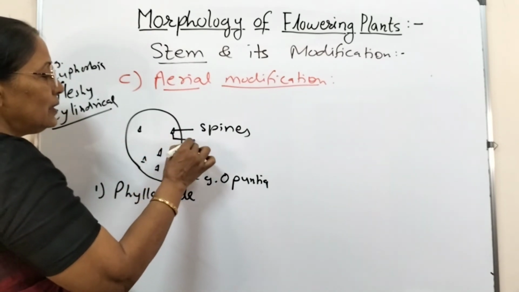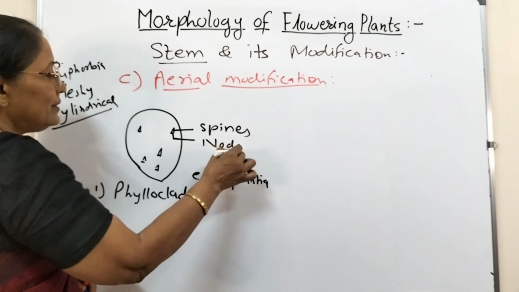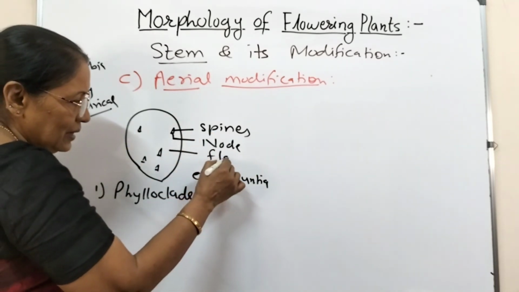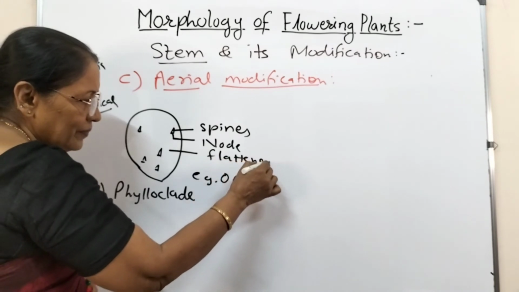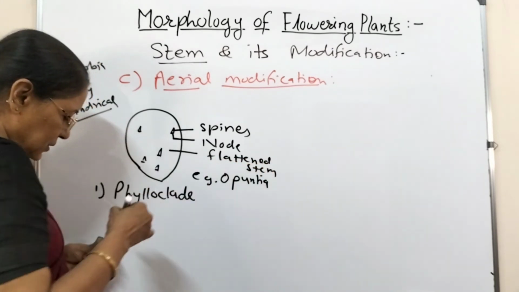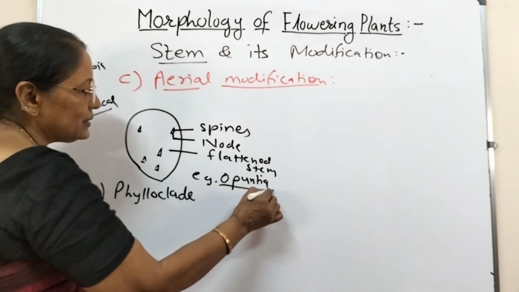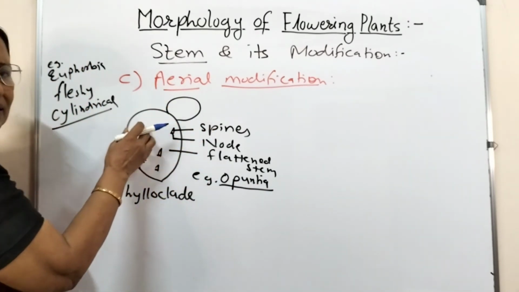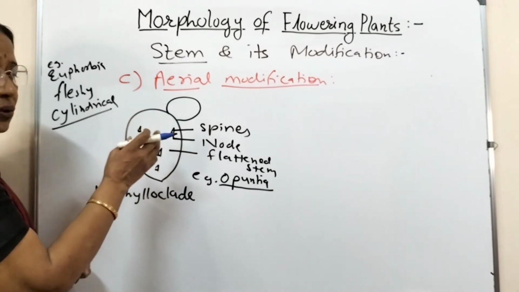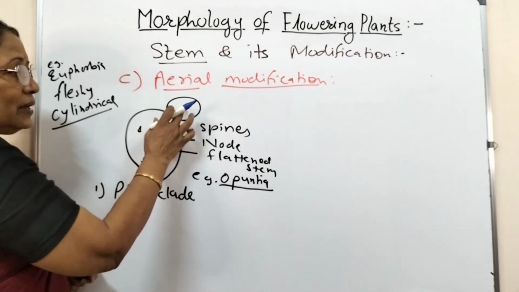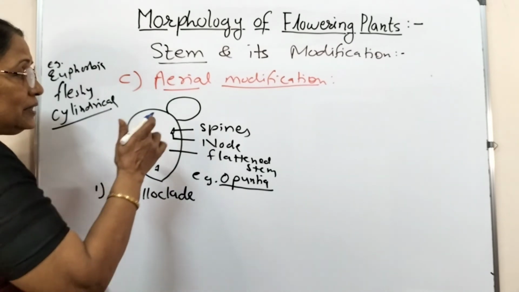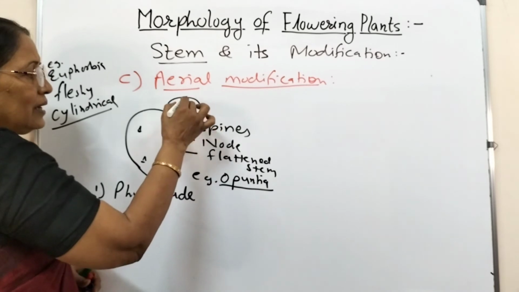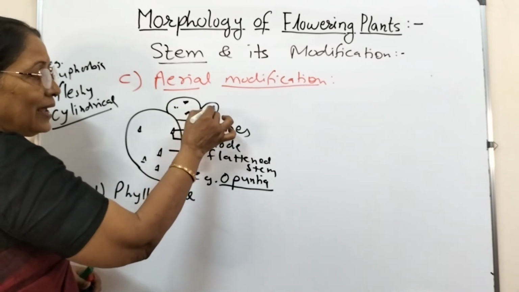This is the node and this is the flattened stem for the purpose of photosynthesis. Now here you can see a few more of these structures because this is the stem, it is having the nodes and the buds. So this is actually a branch, which again gets modified and it is also having these spines. It may further have another one like that.